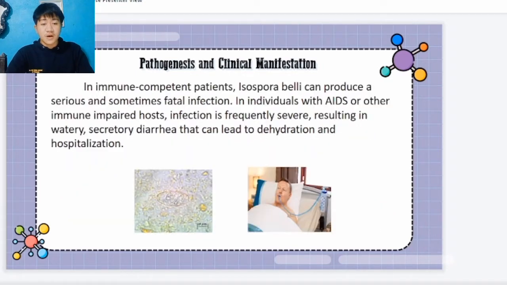In immune-competent patients, Isospora belli can produce a serious and sometimes fatal infection. In individuals with AIDS or other immune-impaired hosts, infection is frequently severe, resulting in watery, secretory diarrhea that can lead to dehydration and hospitalization. I. belli can cause marked villous atrophy and crypt hyperplasia in the small intestine.